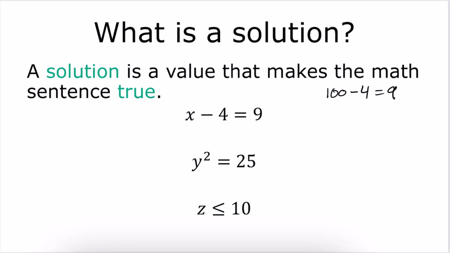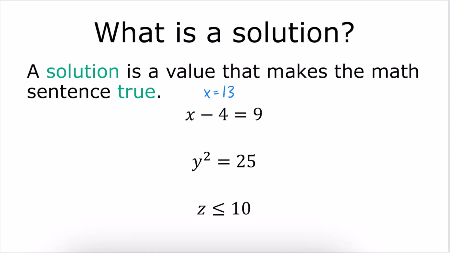And so it wouldn't be a solution, even though you could make x be whatever you want it to be, it wouldn't be a solution for this math sentence because it doesn't make the math sentence true. Instead, to find the solution, we want to find out what number x has to be in order to make the equation true. In this case, the only number that could do that would be the number 13.